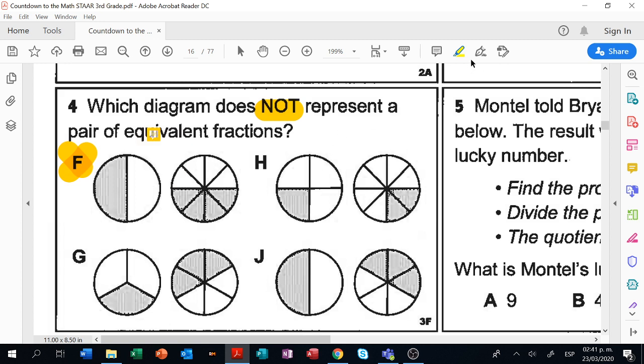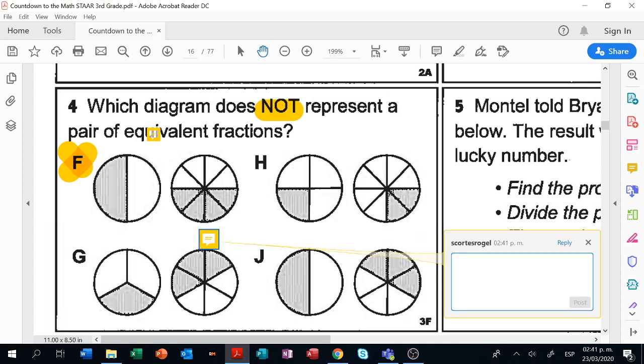Let's go for letter G. Let me create another note right here. Letter G, I have 1 shaded out of 3. So that is 1/3. And on the other one, I have 3 shaded out of how many? Yes, out of 6. So 3 out of 6.